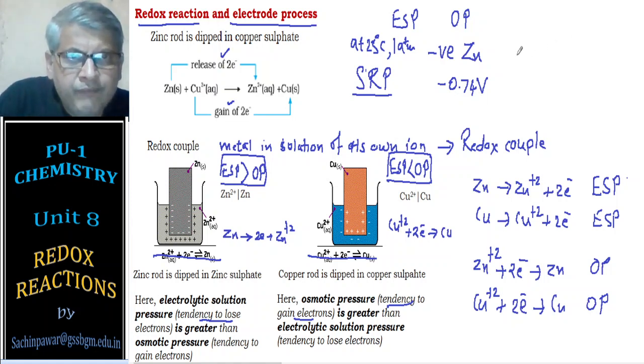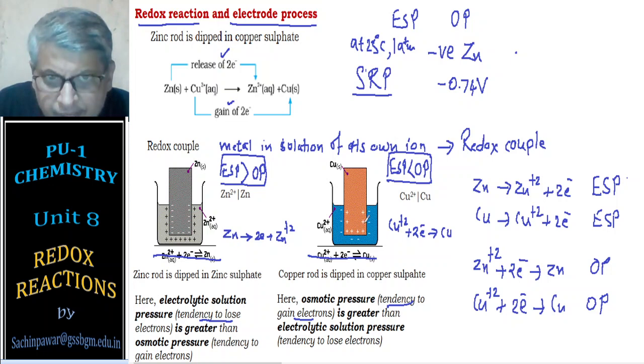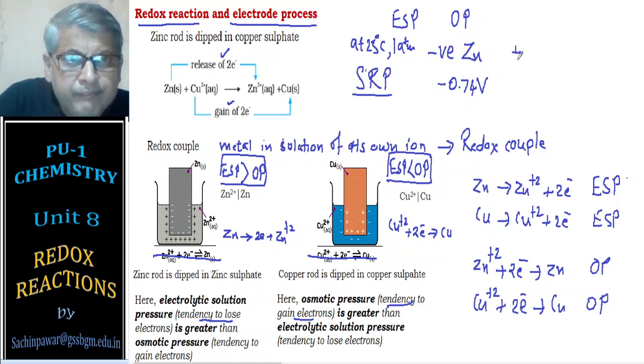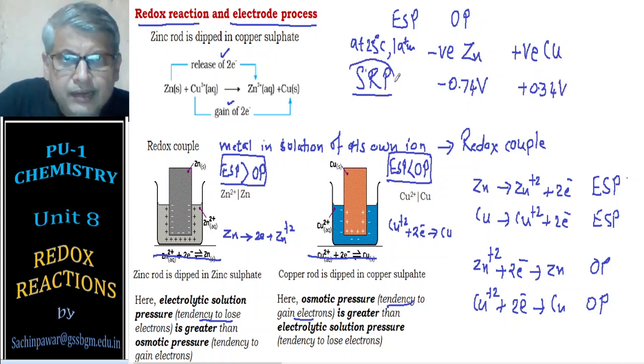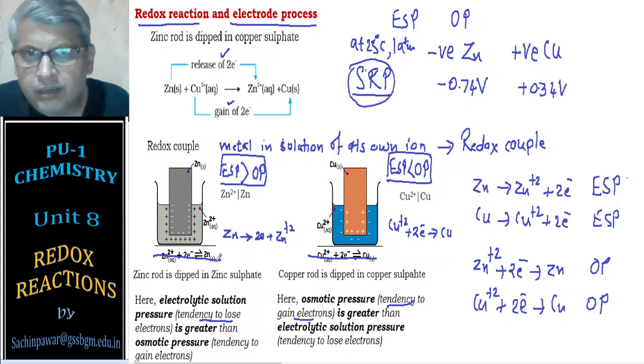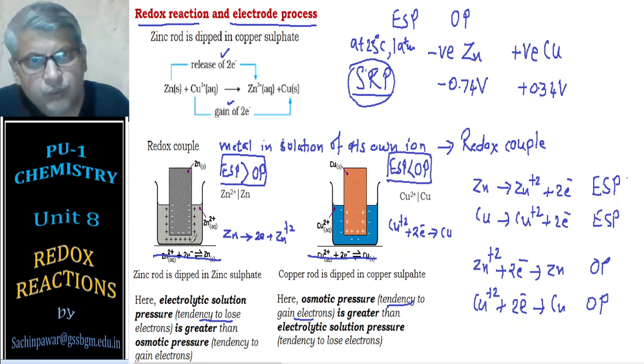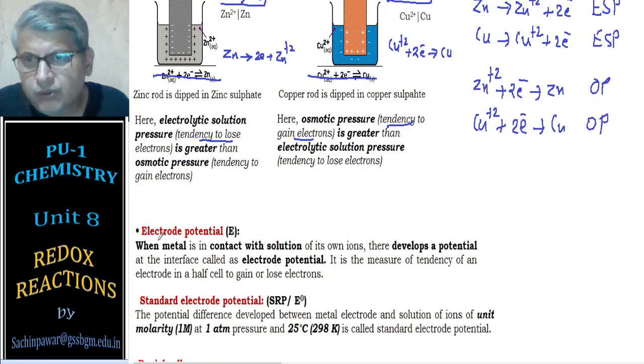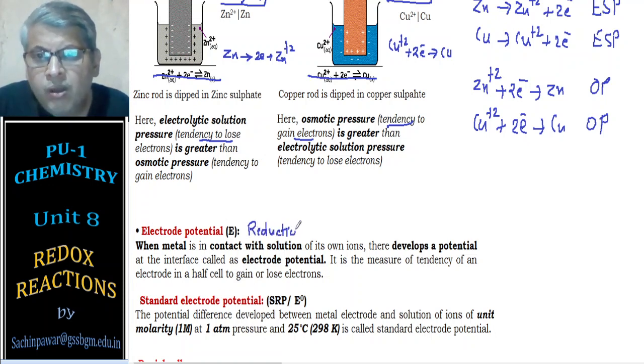And similarly for copper, we have a positive rod, therefore we have a positive potential, standard reduction potential, and that copper potential is plus 0.34 volts. So when a metal is dipped in the solution of its own ion, there is a certain development of potential. That potential is called reduction potential, or also known as electrode potential.